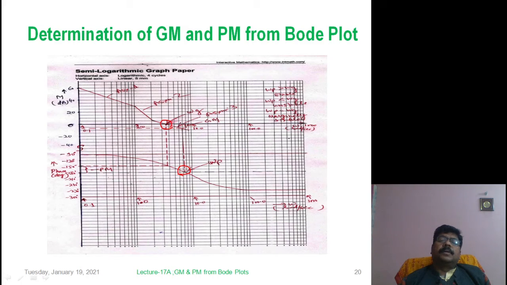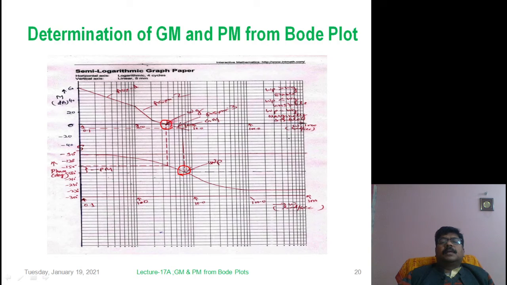This is the gap between this 0 dB and this point. This shows that there is a gain margin available. After this, since we have flexibility to shift this point, the system will remain stable. You can see it is a minus sign, so change the sign and it will be considered as a positive gain margin available.